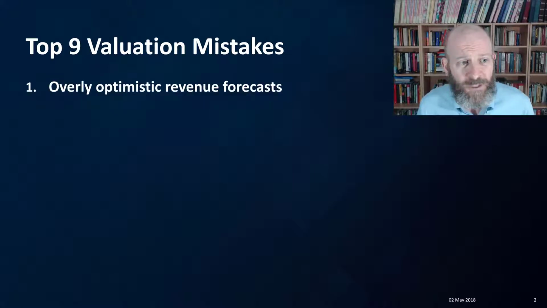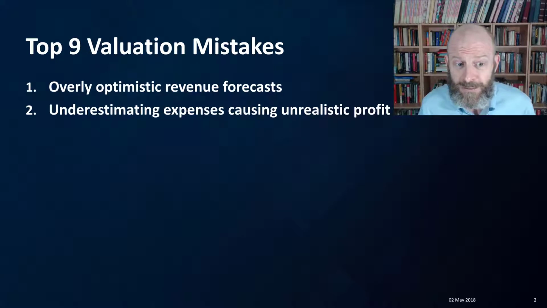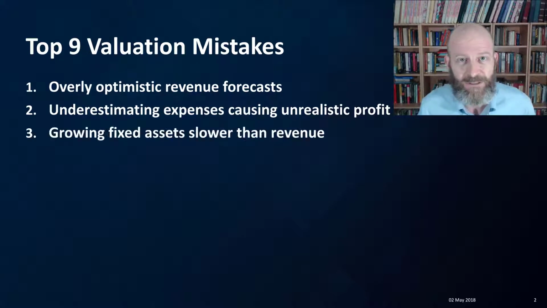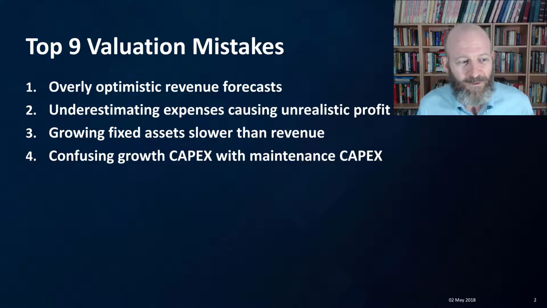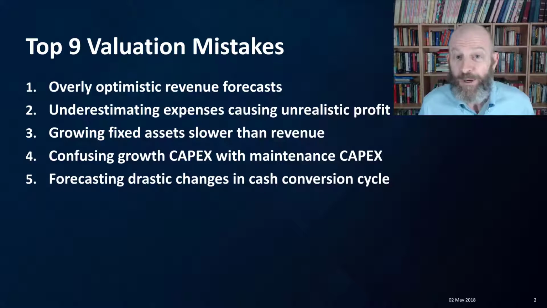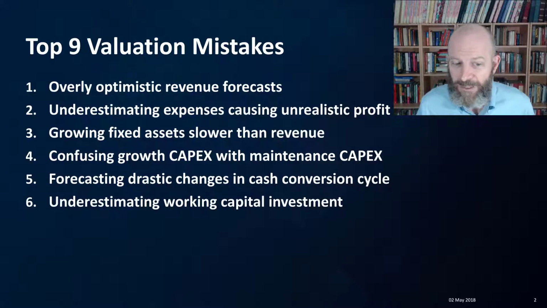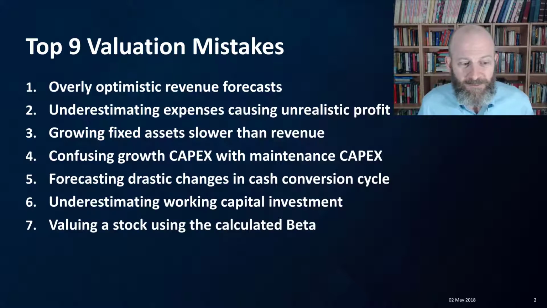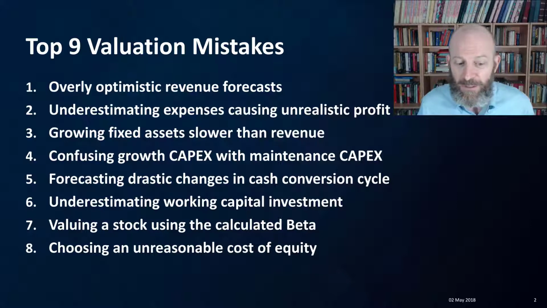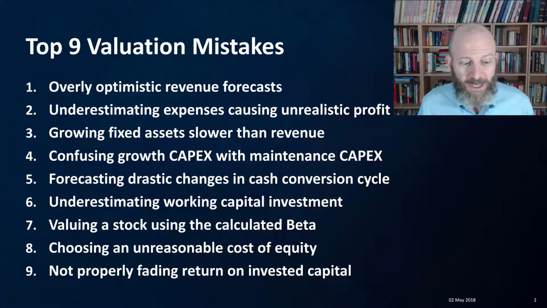So the top 9 valuation mistakes are: number 1, overly optimistic revenue forecast. Number 2, underestimating expenses causing unrealistic profits. Number 3, growing fixed assets slower than revenue. Number 4, confusing growth capex with maintenance capex. Number 5, forecasting drastic changes in the cash conversion cycle. Number 6, underestimating working capital investment. Number 7, valuing a stock using the calculated beta. Number 8, choosing an unreasonable cost of equity. And number 9, not properly fading return on invested capital.